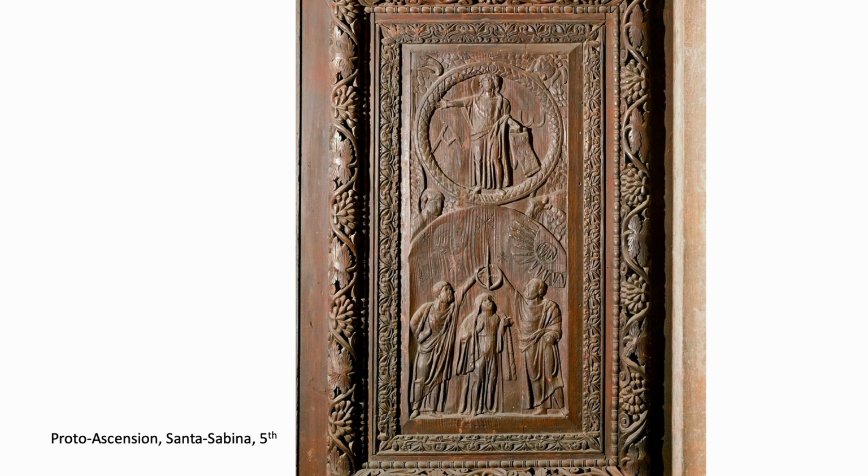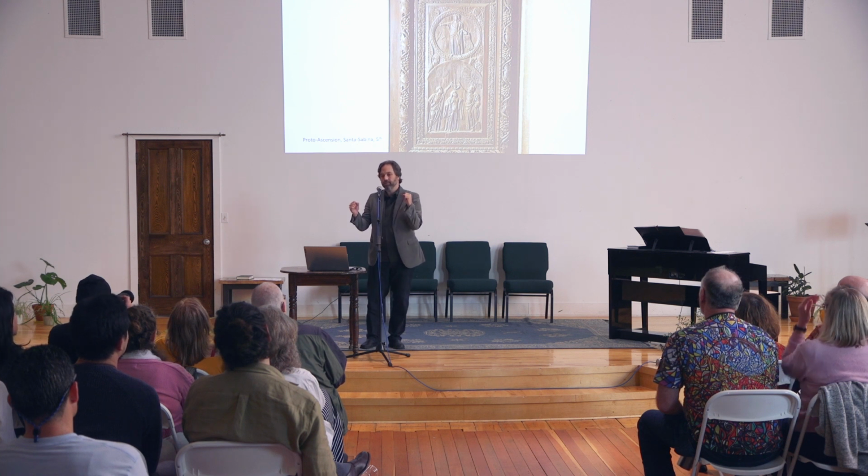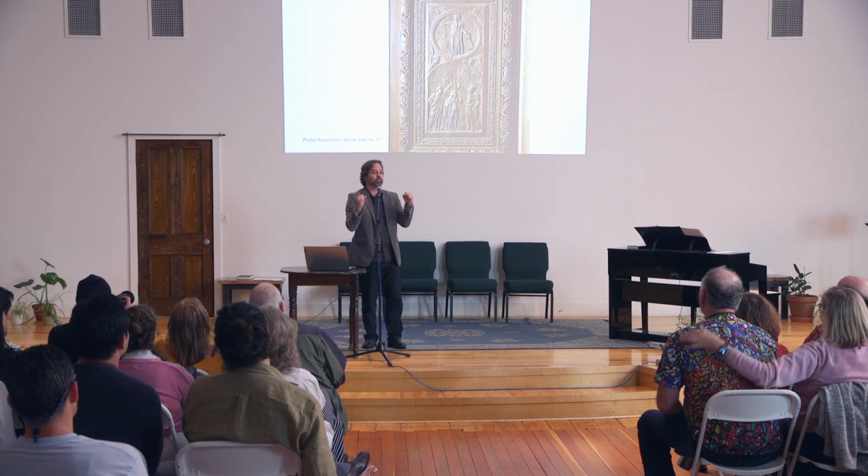So here's an image of what we call a proto-ascension, but actually I think it's just a cosmic image of the relationship of a structure, where you have Christ above in the heavens, you have the four beasts in the four corners, and then you have the dome of heaven, so you know he's standing on the heavens, you could say it that way. And then below, here in the center, is the church. And then next to the church are St. Peter and St. Paul, acting as the two pillars of the church.